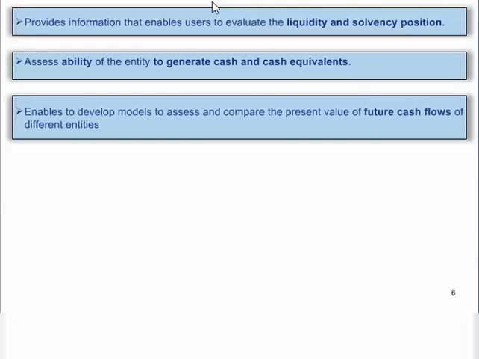Where are these models used? These models can be used in various aspects like impairment analysis of the entity or of the asset, and the valuation of the entity, that is, what is the total value of the entity. So all these future cash flow models are used in assessing various important aspects.